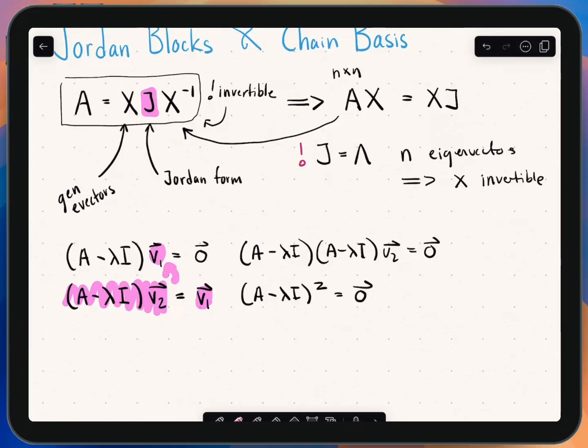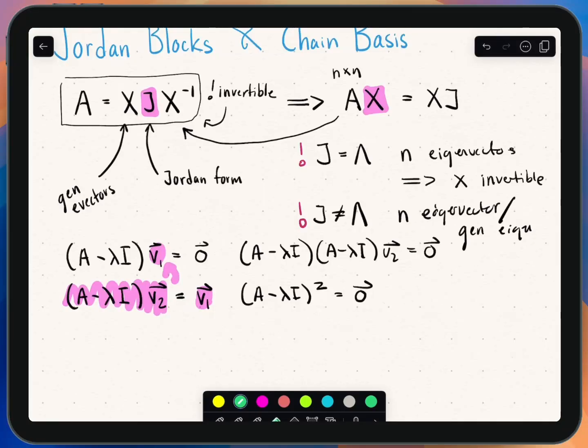But if J is not a diagonal matrix, in this video I want to show that we still can end up with an invertible matrix. We still want to find this X composed now of eigenvectors and generalized eigenvectors, so we have n eigenvectors slash generalized eigenvectors, such that we still end up with an X that is invertible. And first of all, I just want to recognize why this format even makes sense.